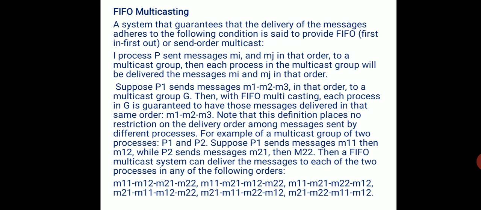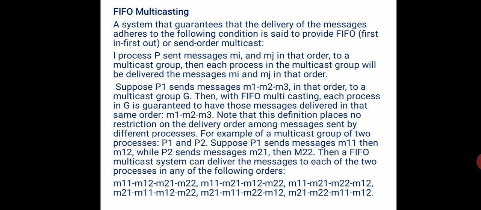For example, take a multicast group of two processes P1 and P2. Suppose P1 sends messages M11 then M12. So the FIFO order is M11 and M12. While P2, which is a process, sends messages M21 and M22. So the FIFO order of P2 is M21 and M22, and the FIFO order of P1 is M11 and M12.